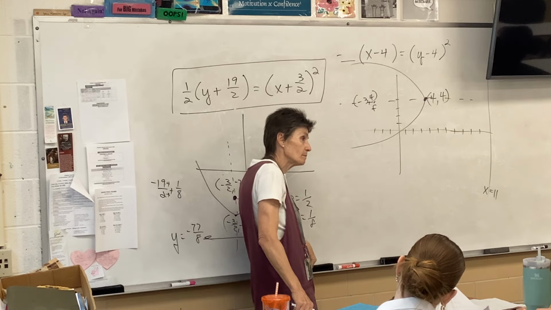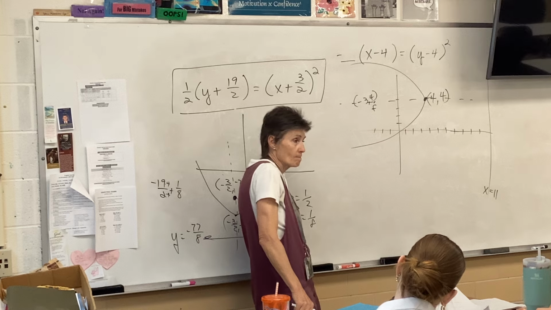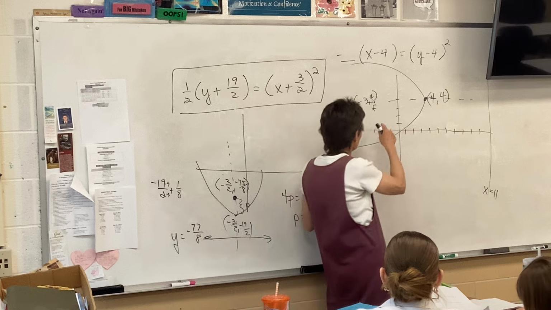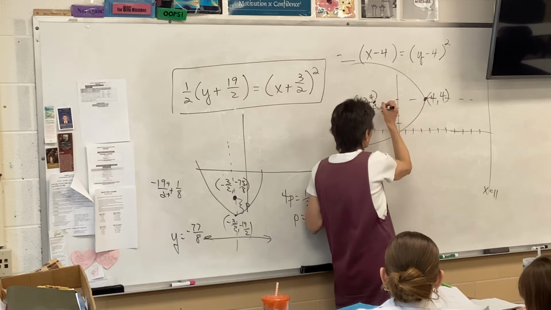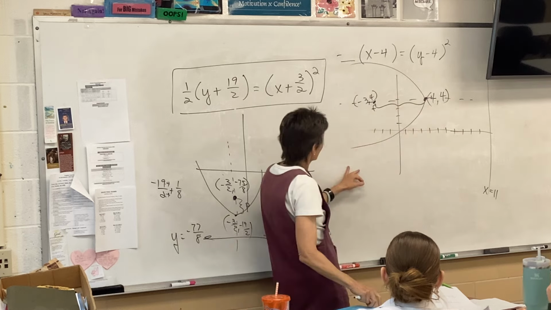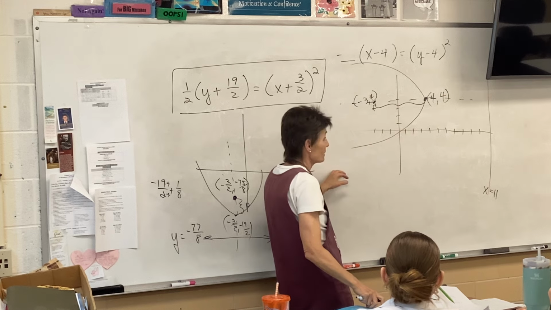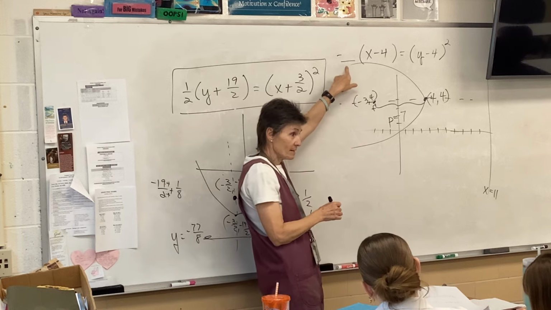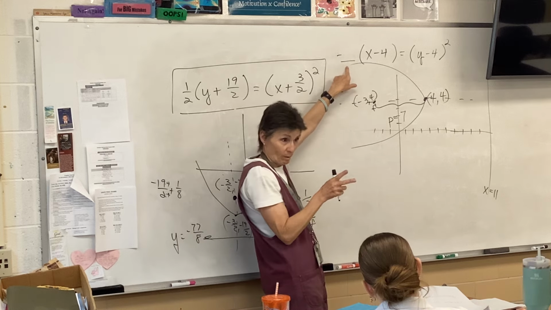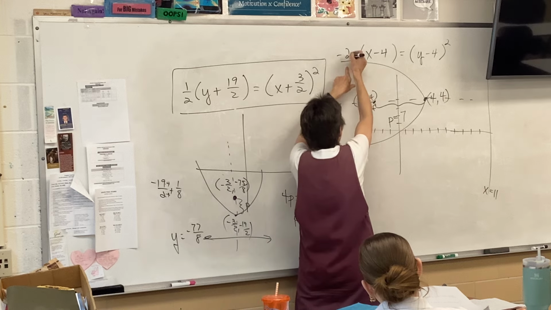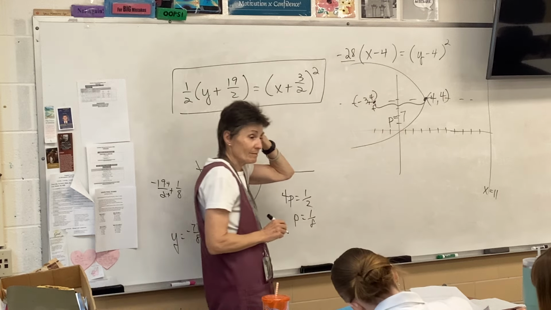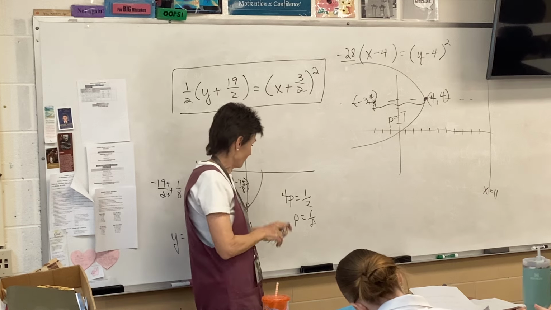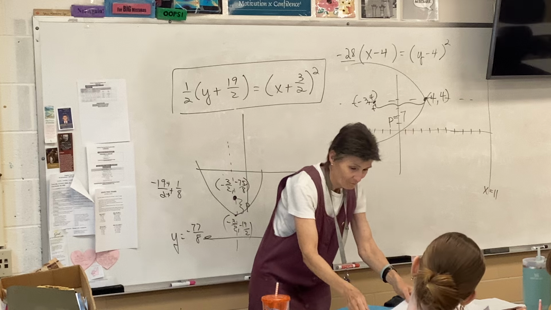Perfect, we're almost done. Now what? I have to find p. Well, p is right here, right? Isn't this p right here? And what is p? From -3 to 4 is 7. So p is 7. Now, that number isn't p. That number is always 4p. So that number is -28. And there you go. You've written your parabola. Okay.